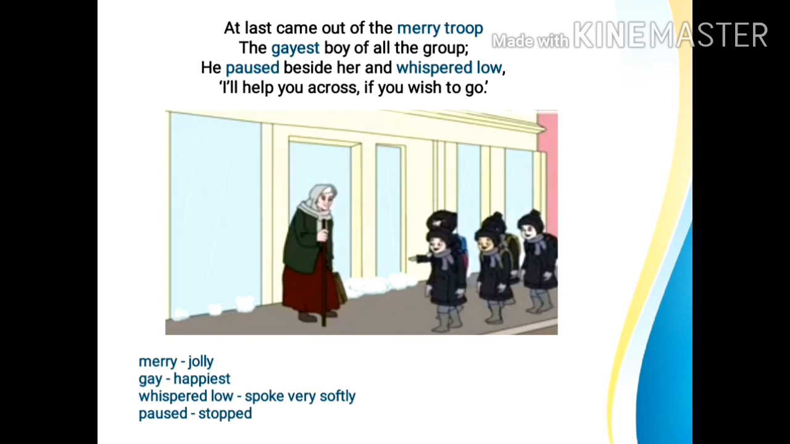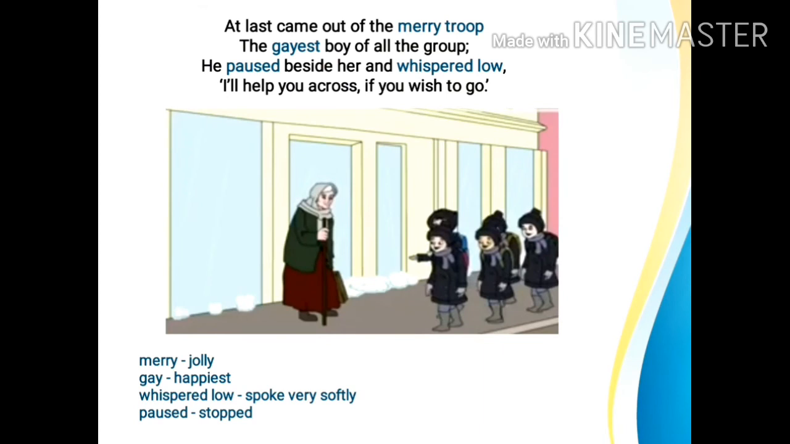Next stanza. At last came out of the merry troop the gayest boy of all the group. He paused beside her and whispered low, I'll help you cross if you wish to go. Here merry means jolly or happy. Gay means happiest. Whispered low means spoke very softly. And paused means stopped.